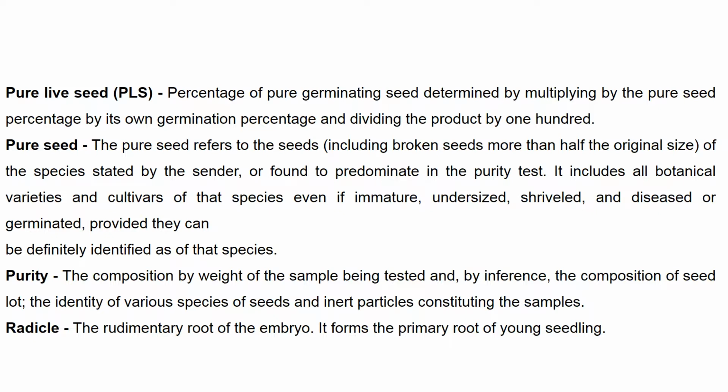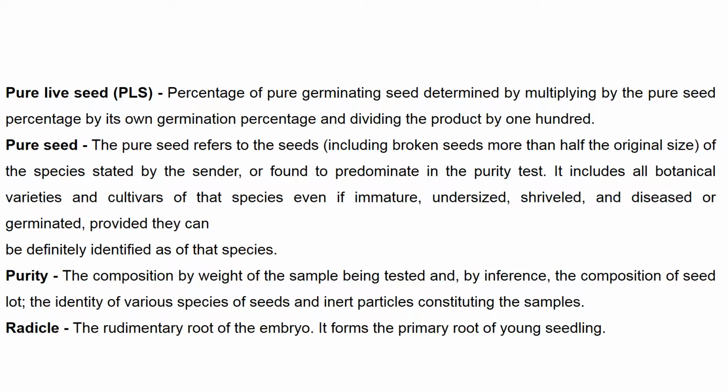Pure seed. It refers to the seed of the species stated by a sender or found to predominate in the purity test. It includes all botanical varieties and cultivars of that species, even if immature, undersized, shriveled, diseased or germinated, provided they can be definitely identified as of that species. Purity. Composition by weight of the sample being tested and by inference, the composition of seed lot, the identity of various species of seeds and inert particles constituting the sample.